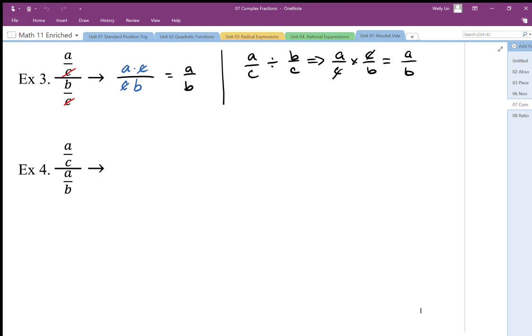Compared to the last example, this one's slightly different in that here we had the denominators match in the top and bottom fraction. Here we have the numerators match in the top and bottom fraction. And there is a simplification for this, but this is a little bit more complicated, so we should maybe go through the steps here.